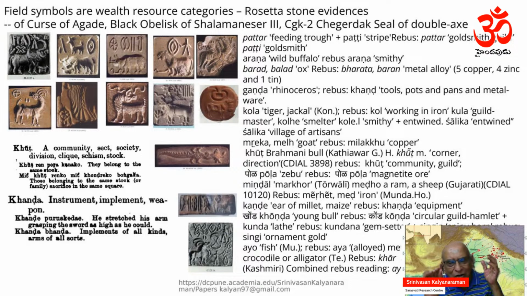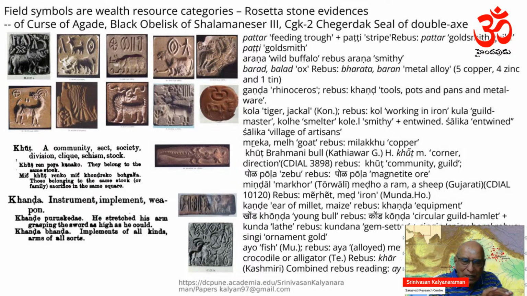Next one, Mileka, goat. Mel, goat. Similar sounding word, Milako, copper. Nechamuka, copper. Sanskrit. Kunt, Brahmani bull. Nakivar, Gujarati. Kunt, corner, direction. Similar sounding words, Kunt is community, guild. Another way of looking at the Zebu or the Brahmani bull is Poda, Zebu. Similar sounding word is Poda, magnetite ore.